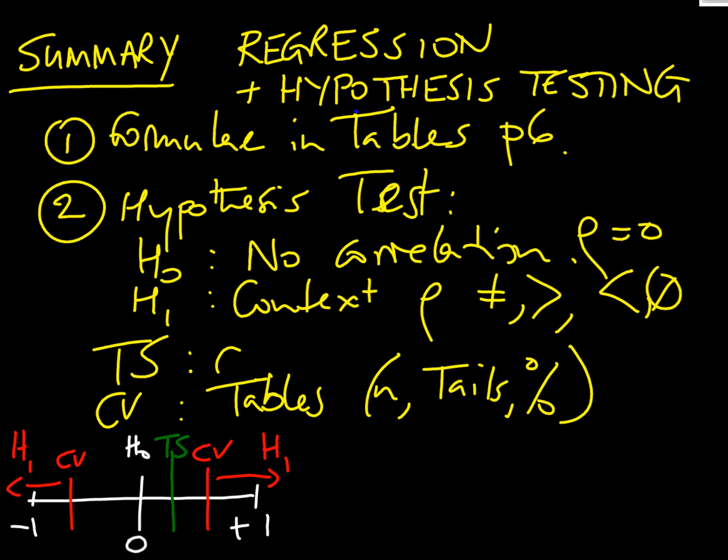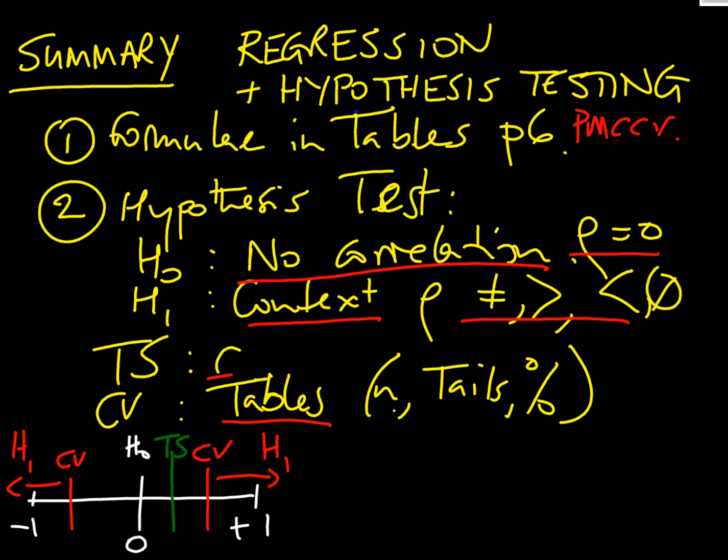As ever, here's my little summary at the end. For regression and hypothesis testing, the formulae for calculating our PMCC or R is in the formula book, page 6. For these cases of regression hypothesis testing, the H0 is always that there's no correlation, rho equals 0, and then the H1 is in context, it's either not equal to, greater than, or less than. Our test statistic is our R, our correlation coefficient, and our critical value is from our tables, and it's dependent on the number of points, the tails, and the percentage.